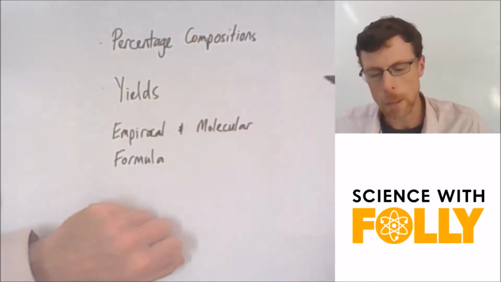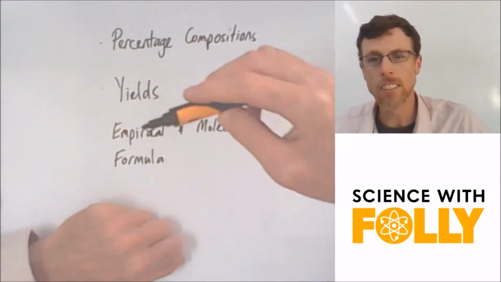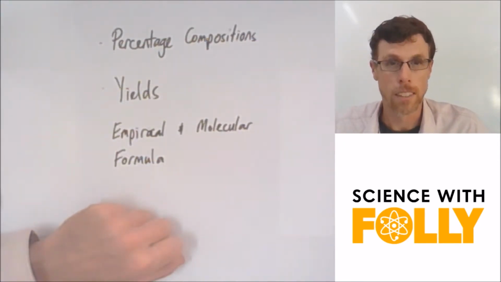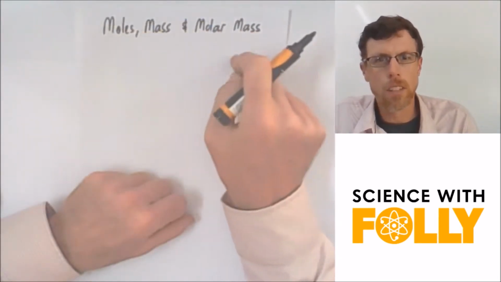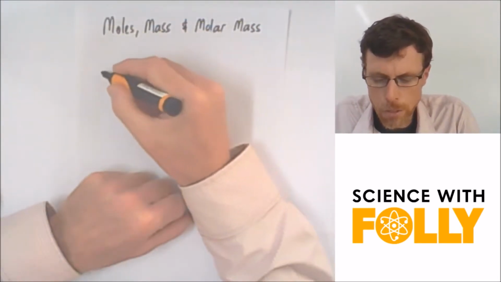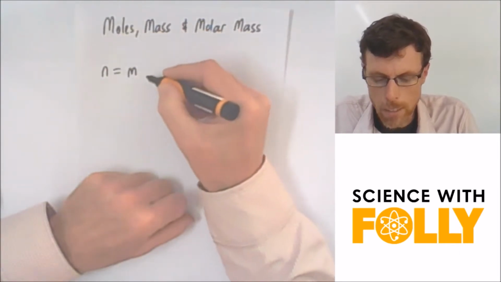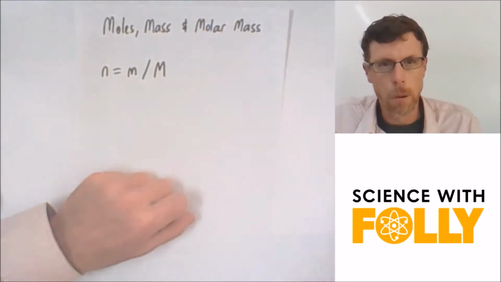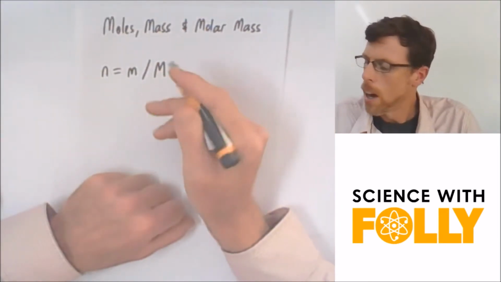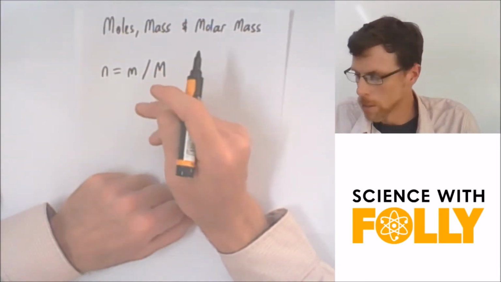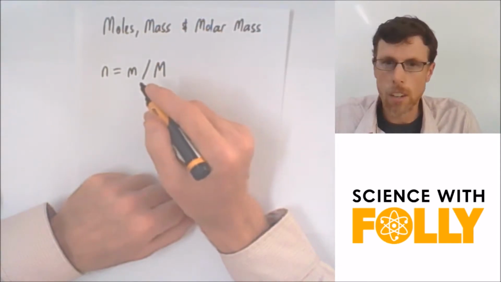Today we're going to be learning about percentage compositions, yields, and empirical formula. Ready to go? Firstly, just a quick recap of moles, mass and molar mass. Remember, we use this formula: n equals mass divided by the molar mass to calculate the number of moles. So for example, I want you to calculate the number of moles in 200 grams of copper sulfate.